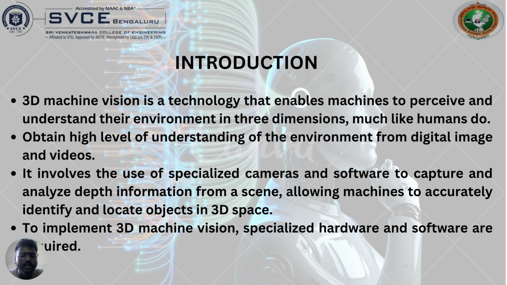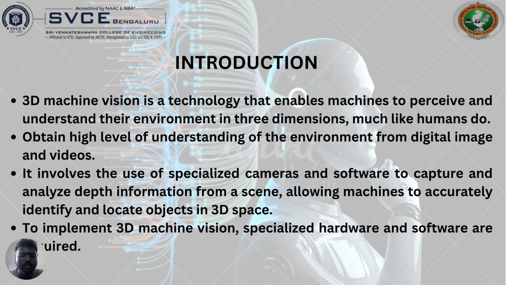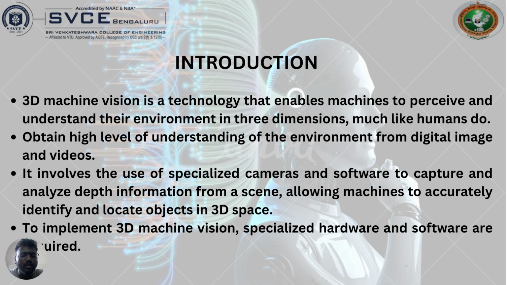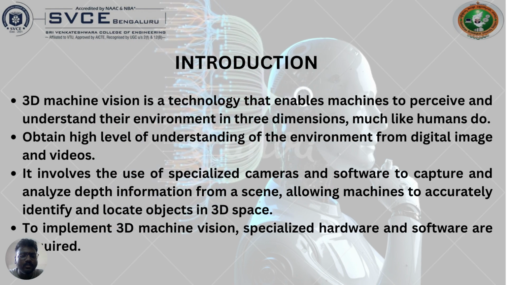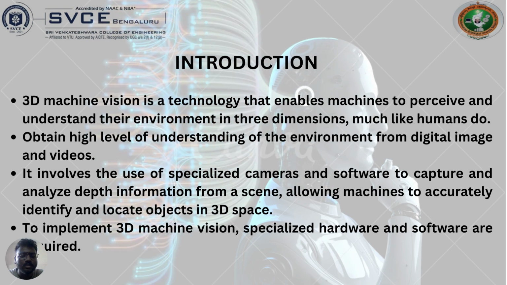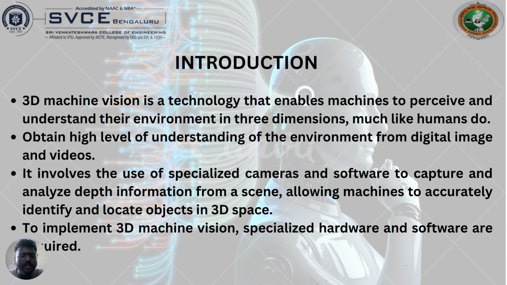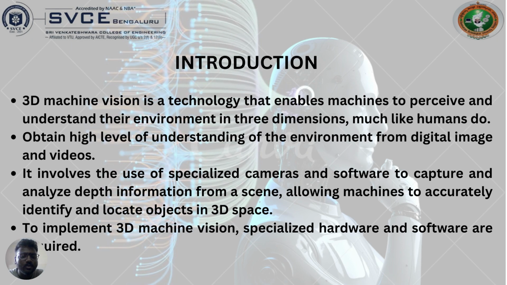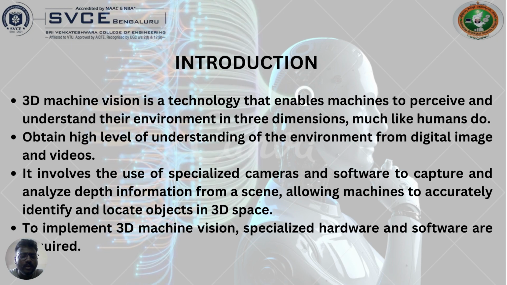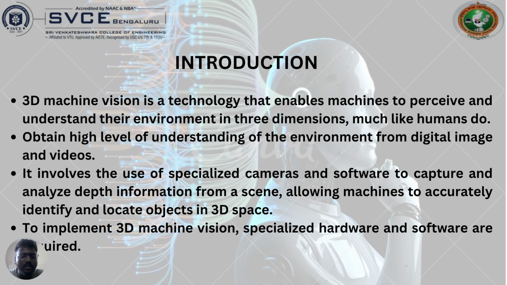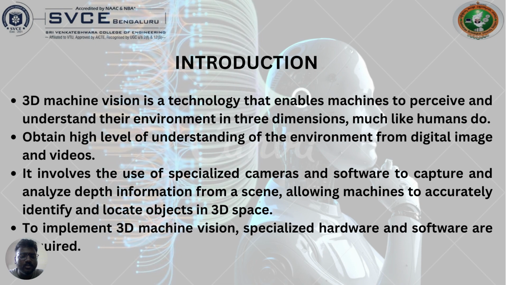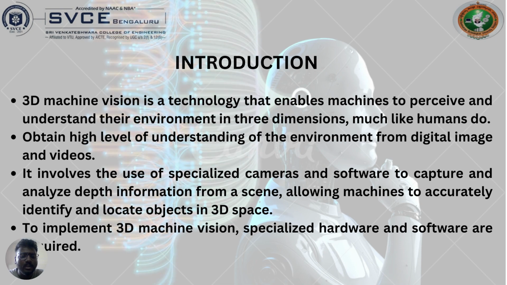The image processing technique used in the 3D machine vision system involves algorithms that analyze the 3D point cloud data to extract relevant information such as object dimensions, surface features, and the position in space. This information can be used to guide robots or other automated systems in a variety of applications such as manufacturing, inspection, and assembly.